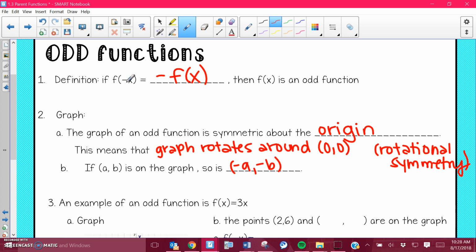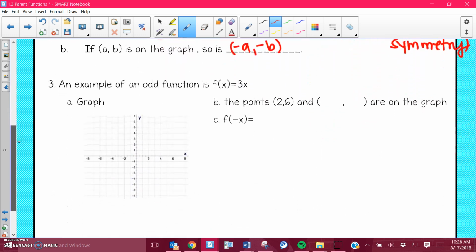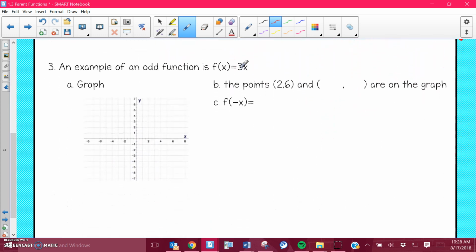If I make my x negative, then my y also has to become negative. Okay. So an example of an odd function is f(x) = 3x. This is going to be a linear function. It's not the parent function, but it's a linear function, and it'll show us what this is going to end up looking like. So let's graph it. If I was so lost and I didn't remember that this was just a linear function with a slope of 3, I can always plug in points.